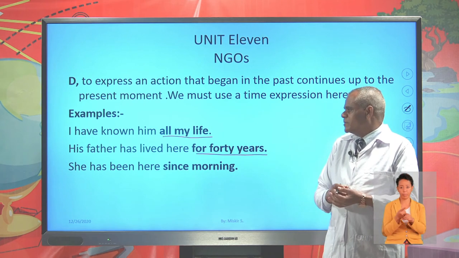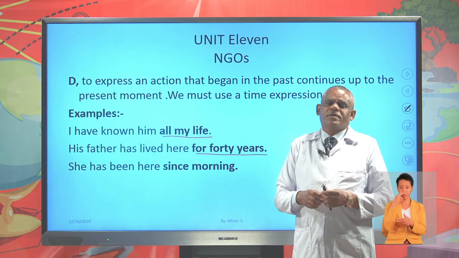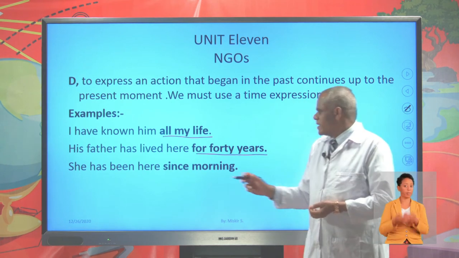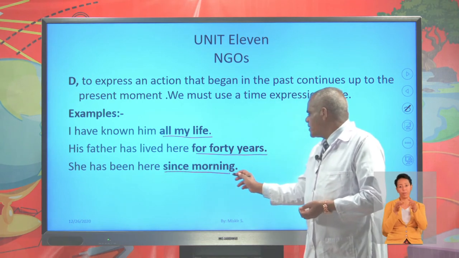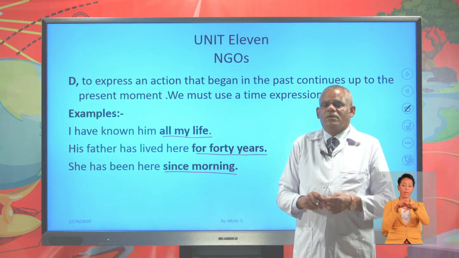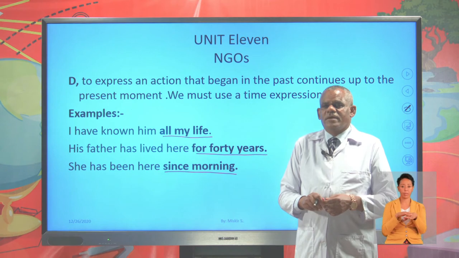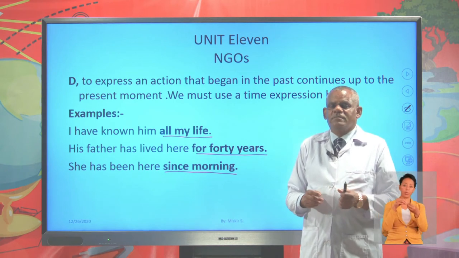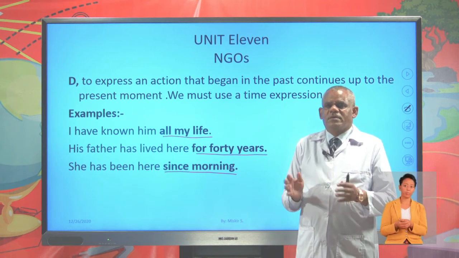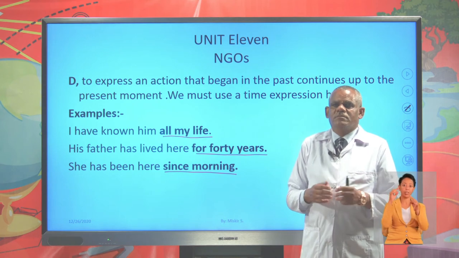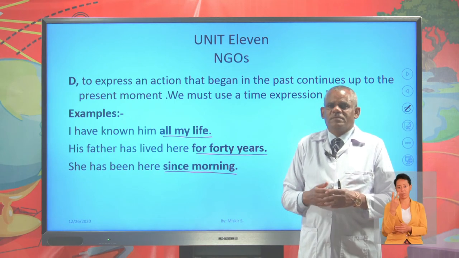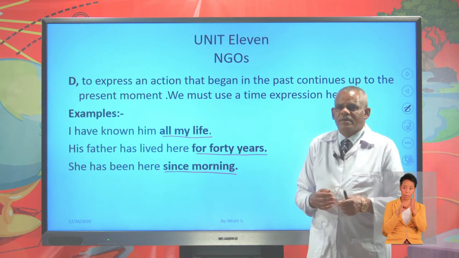And the third case, she has been here since morning. There is a time expression here now. Since morning. This is what? A point of time. So in such a case, we can also say she has been here for 2 hours. It is possible to say that. Different structures, since and for, can be used in different contexts. They are both the same. There is a point of time in the case of what? Since, and a period of time in the case of what?